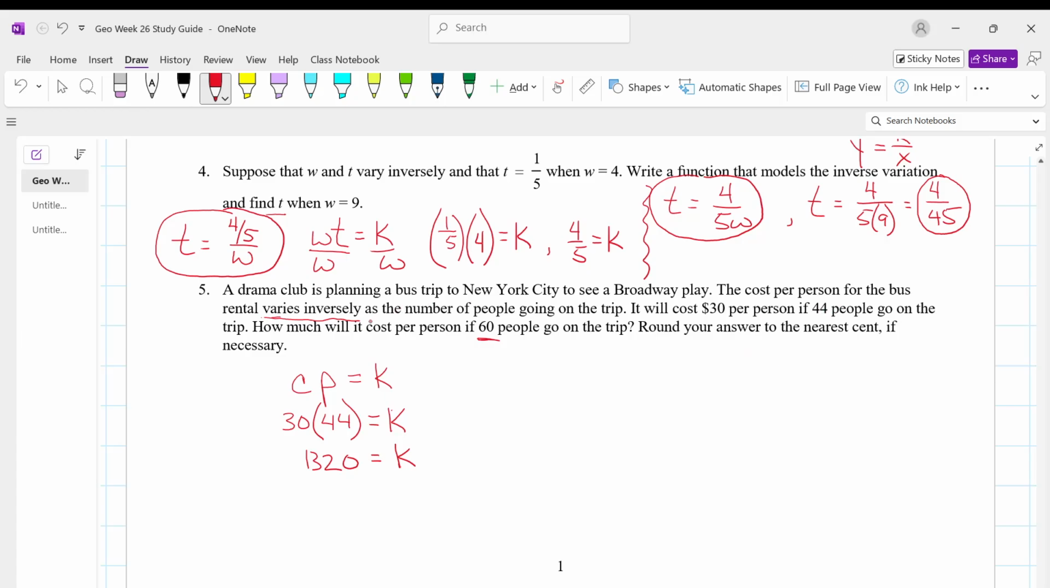How much will it cost? So what's the cost times 60 equals 1320. So we're trying to find the cost now if 60 people go. So divide each side by 60. And now our cost is going to be 1320 divided by 60, which is $22 each.